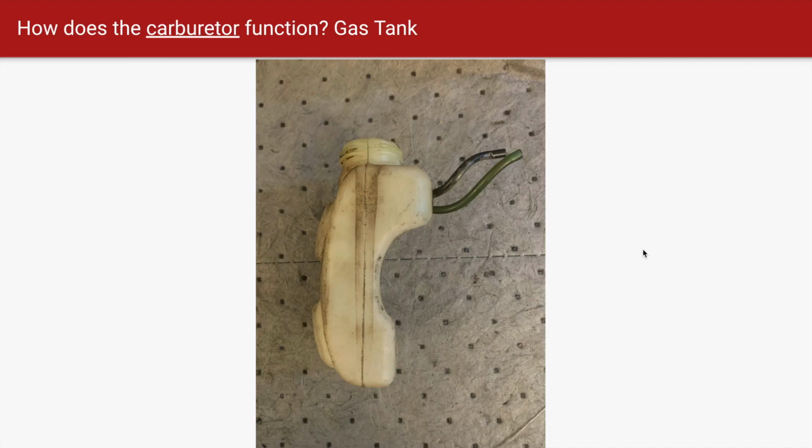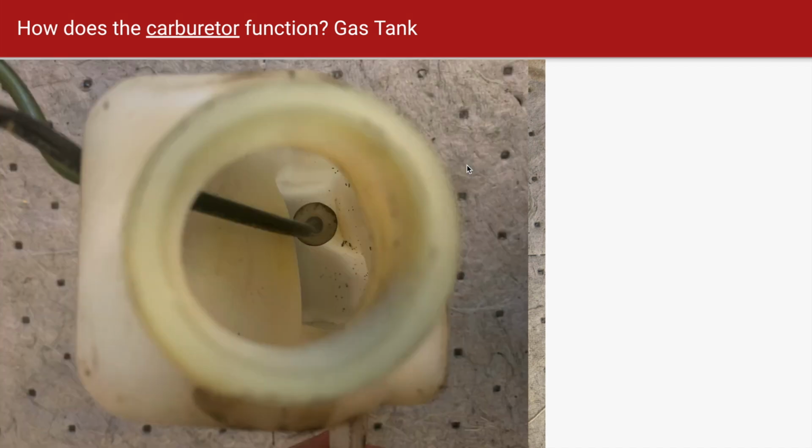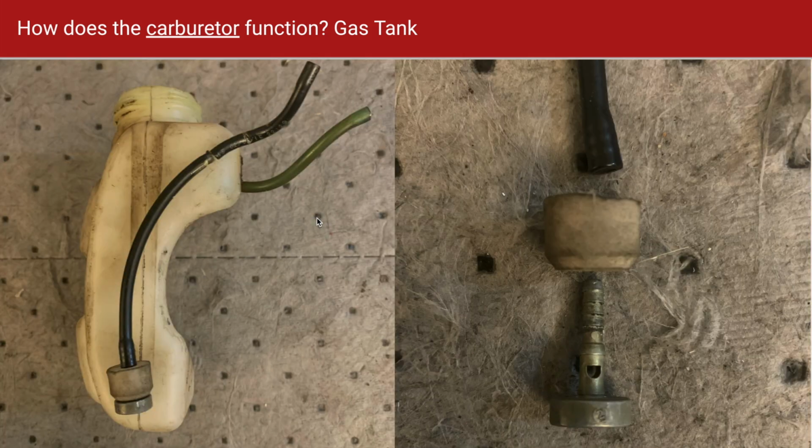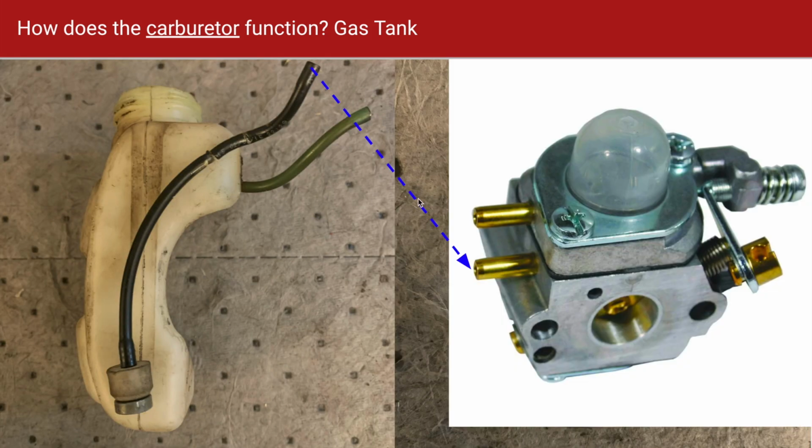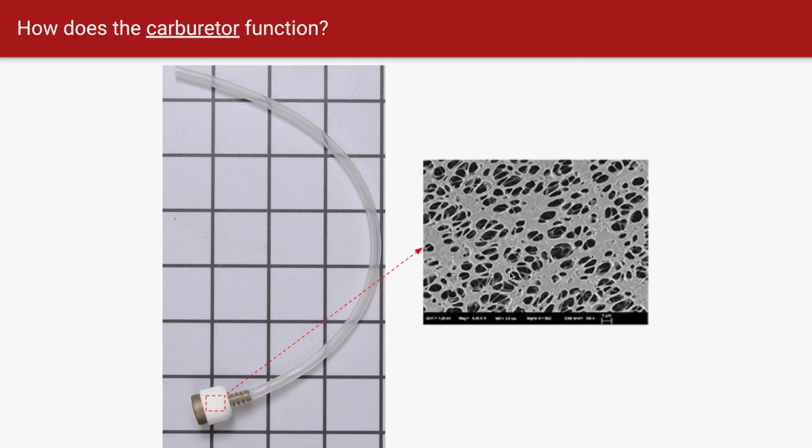Shown is the gas tank. The black line is the fuel line. This leads all the way to the bottom of the tank where there's a fuel filter. This fuel line is connected to the fuel inlet port on the carburetor, and the fuel filter allows it to filter out particulates while letting gas through.